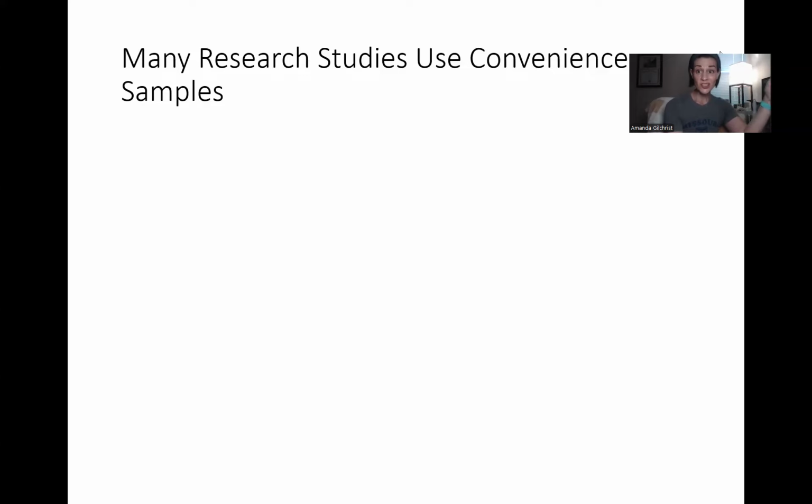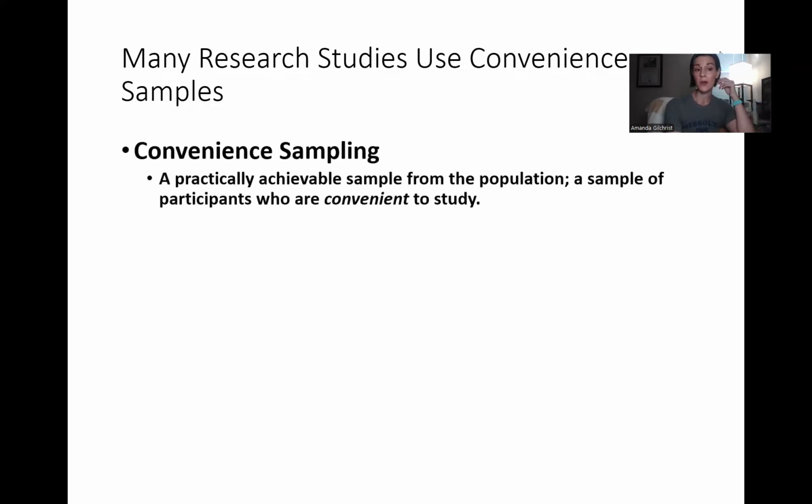Now, many research studies are going to use convenience samples. Getting data from college students who are currently enrolled in Psych 101 classes, those are great examples of a convenience sample. Convenience samples are a lot easier to get. They are practically achievable from the population. They're a group of participants who are convenient to study. Remember that we call this a convenience sample. It is selected on the basis of convenience. It is not a convenient sample.